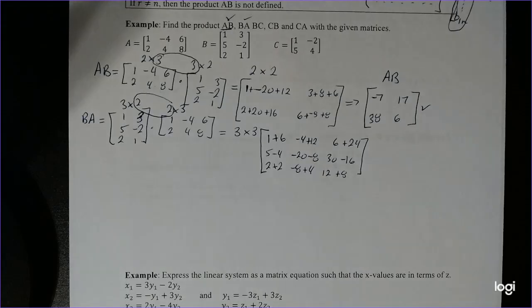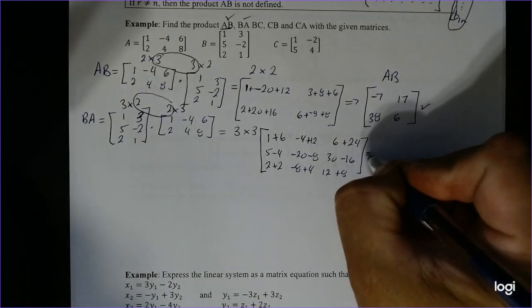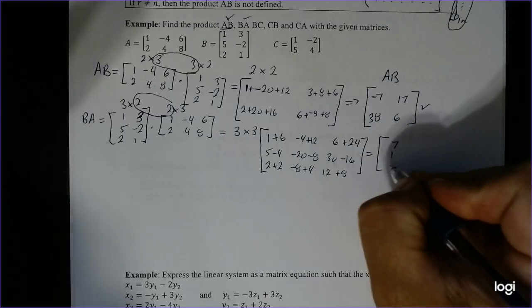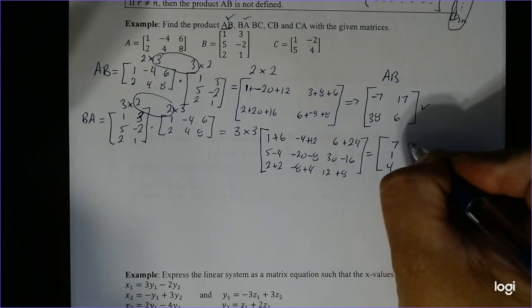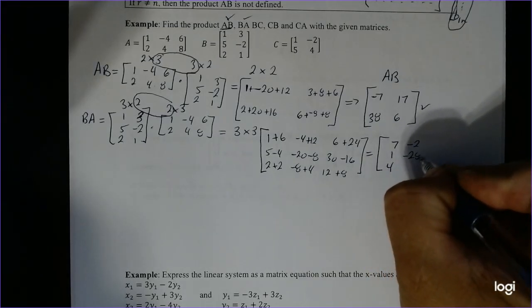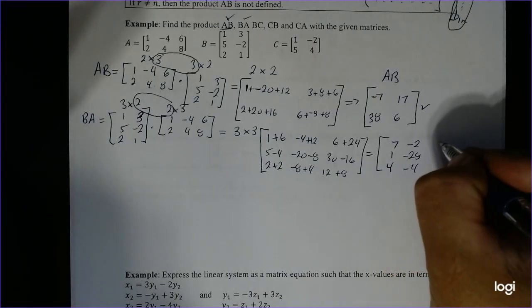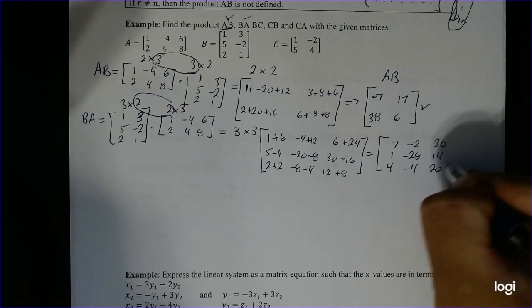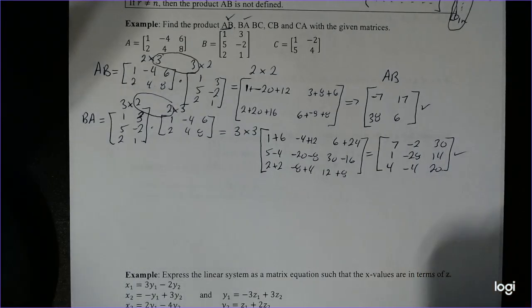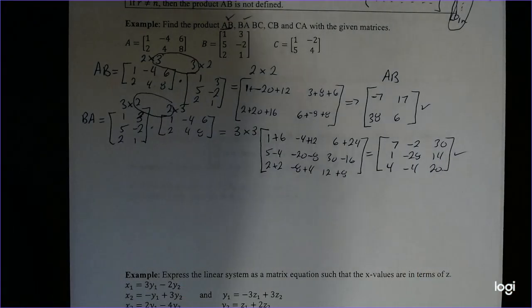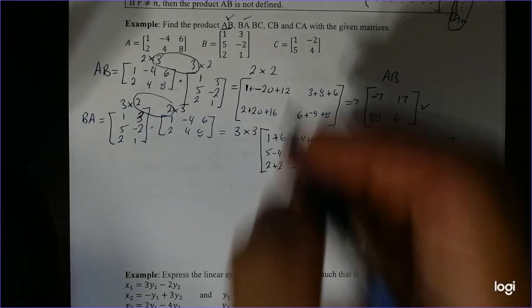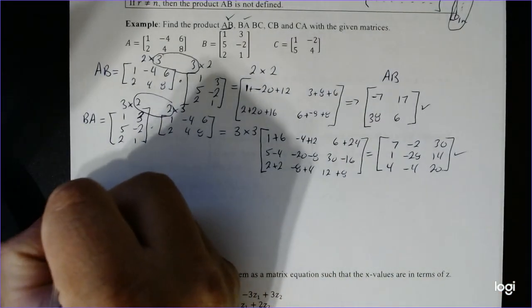There we go. All right, and then we just add them together. So 7, 1, 4, negative 2, negative 28, negative 4, 30, 14, and 20. And there we go. Okay. All right, a couple more to go. So now next is BC.